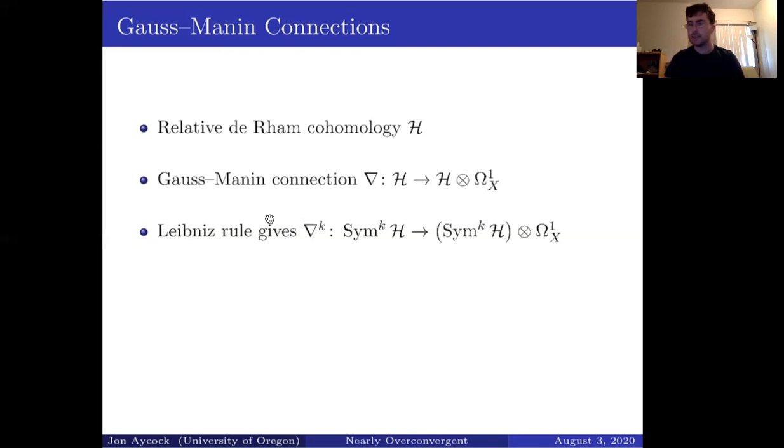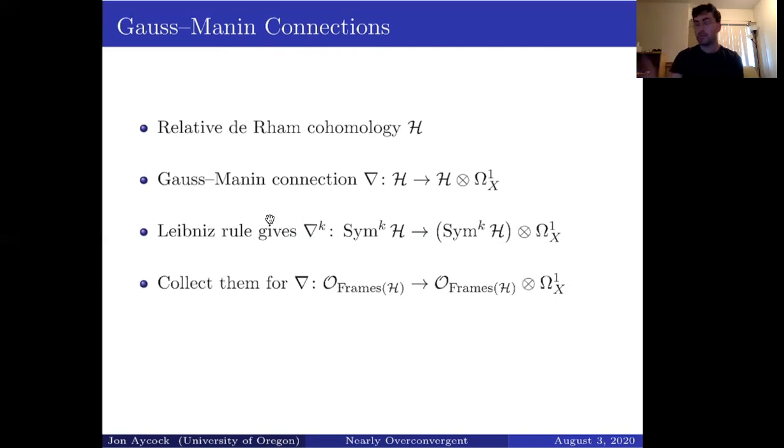The idea is that you differentiate the first element and leave the rest alone. Then you differentiate the second element and leave the rest alone. Then differentiate the third element and leave the rest alone. And then add them all up, just like you would with the product rule. This gives you something that's still analogous to the gradient, but it acts on sections of Sym^k of H. And the functions on the frame bundle of this de Rham cohomology bundle are actually elements of these symmetric powers Sym^k of H.